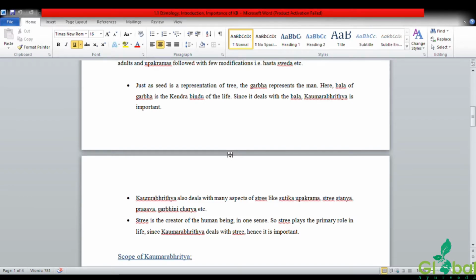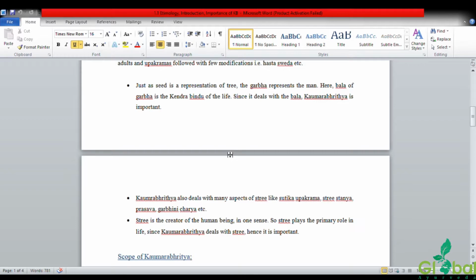So seed is a representation of a tree. However big a tree is, its initial phase starts from just a small seed. So the Garbha represents the man, however big the man is. His initial phase is the Garbha or the Garbhavastha. So here Bala of the Garbha is the Kendra Bindu. As the seed is very important for a big tree, the Garbha is also very important for a man. Since it deals with Bala, Kaumarbhritya is very important.